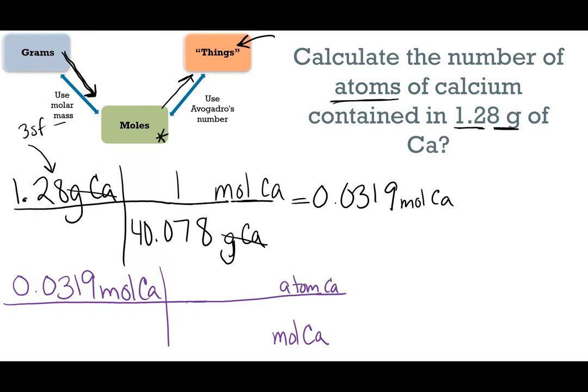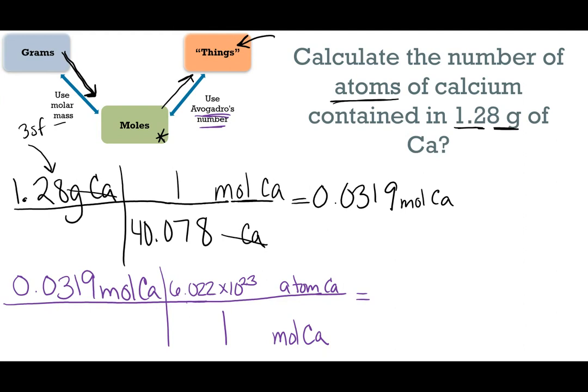What am I going to use? What equality am I going to use to get from moles to atoms? Well, I'm going to use Avogadro's number. The number 1 always goes with mole. For now, we'll just make that easy for ourselves. What is Avogadro's number? So what number goes with atoms? 6.022 times 10 to the 23rd. Okay. Multiply across the top. Divide by the bottom.